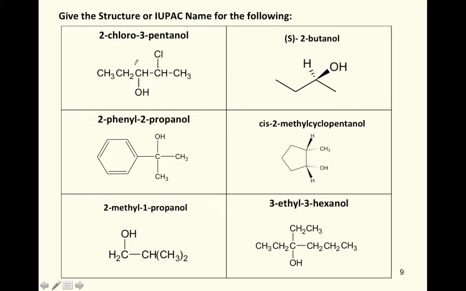Coming back up to the top here, 2-chloro-3-pentanol. This is the carbon that has the OH attached to it. Notice I have an R group to the right and to the left. So this would be classified as a secondary alcohol. Here's the carbon that has the OH attached to it. Here's a hydrogen, so that doesn't count as an R group when we're classifying if it's primary, secondary, or tertiary. I have an R group here, an R group here, so this is a secondary alcohol.